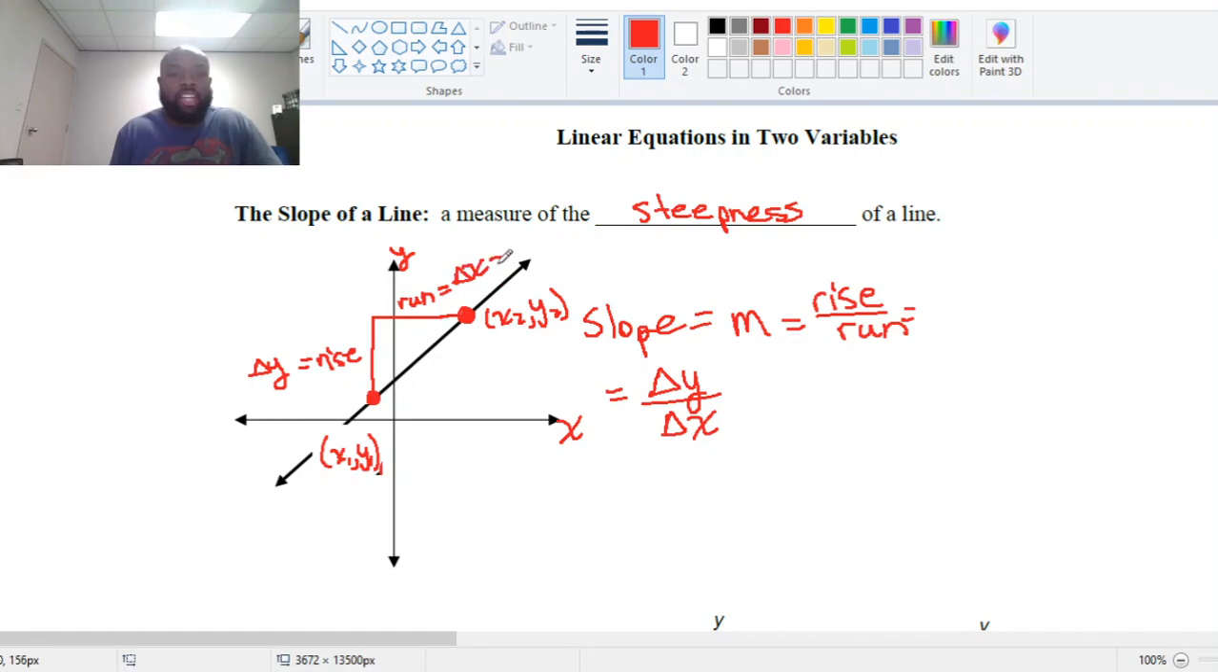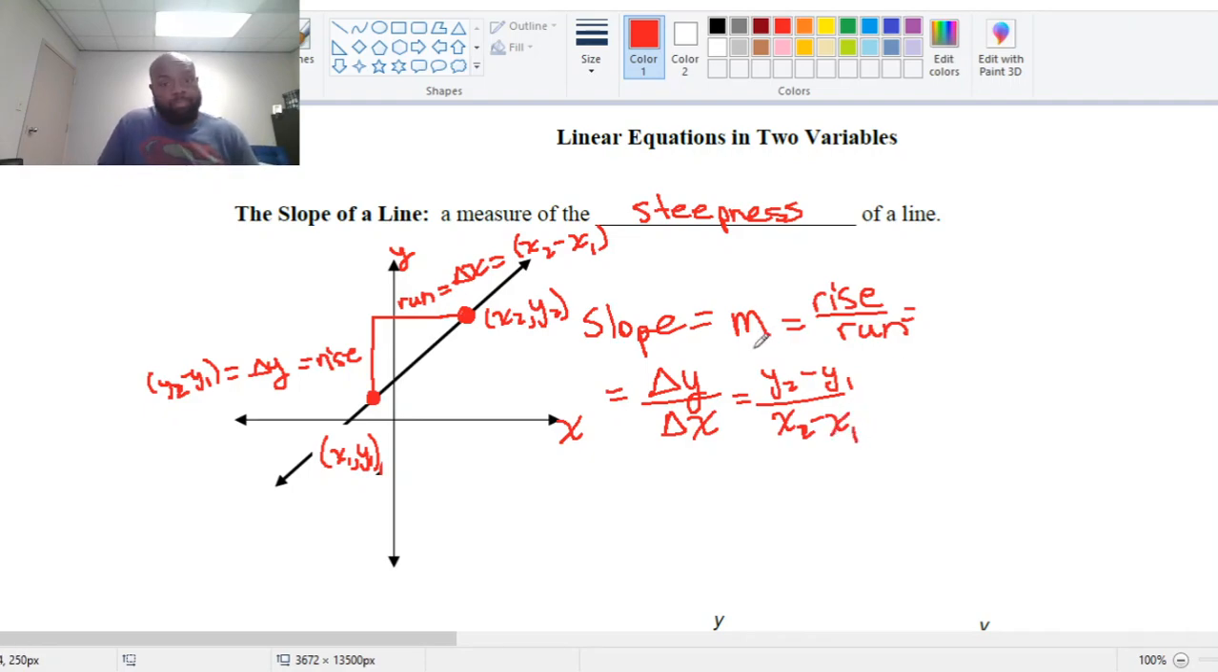Basically you're doing a subtraction. Change in means do a difference. The difference in my x values is x2 minus x1, and the difference in my y values is y2 minus y1. Here I'm not using absolute values, I'm just doing a difference, so I can do the difference in the opposite direction also. This change in y over change in x is y2 minus y1 over x2 minus x1. This is the formula for our slope.